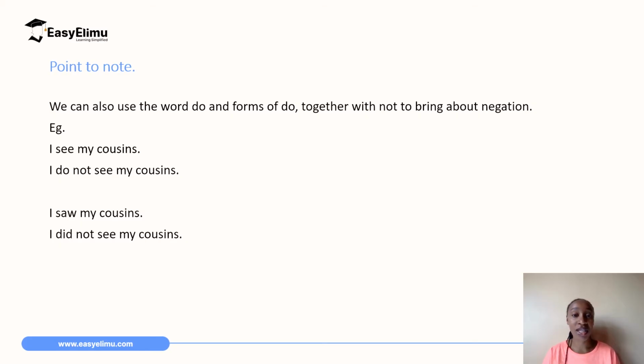In the past tense, I saw my cousins. The negative is I did not see my cousins. So take note that there are some sentences where, if you're converting from the affirmative to the negative, you have to incorporate the word do or the forms of do.